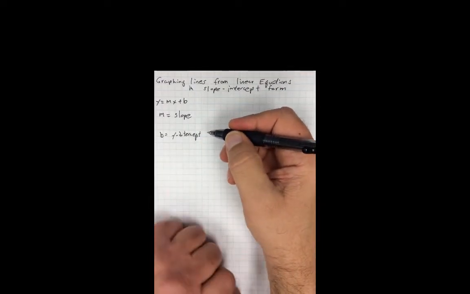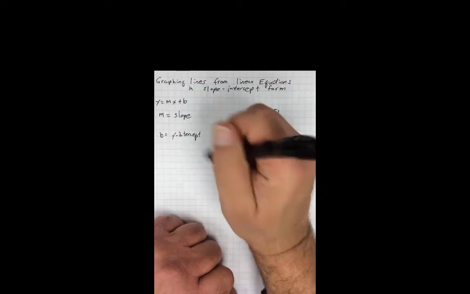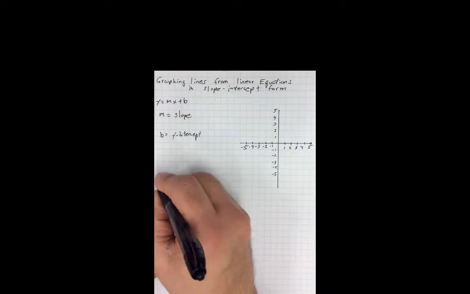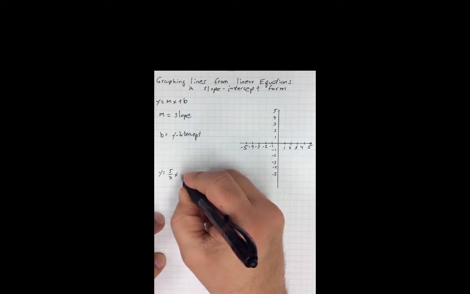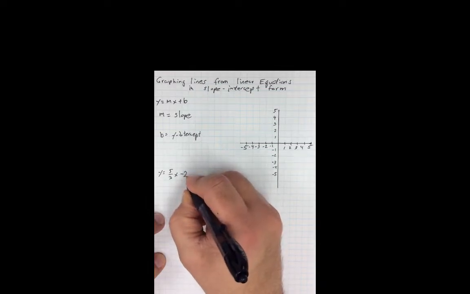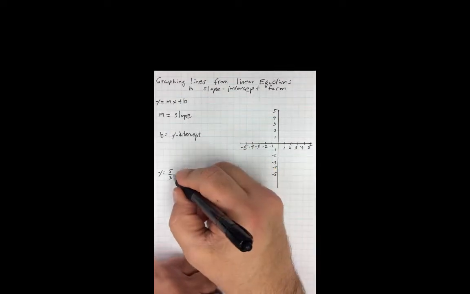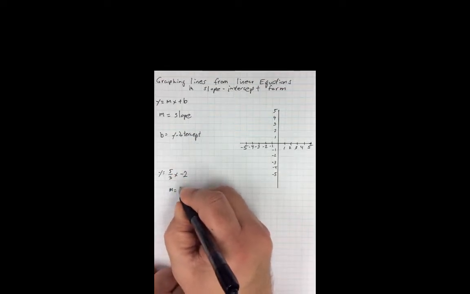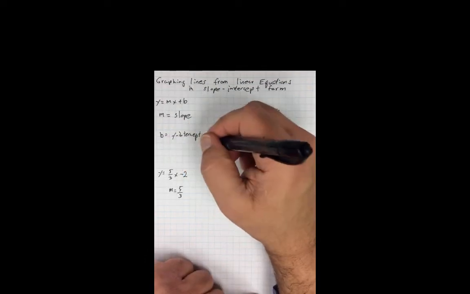What that means is that, first of all, whatever number you see multiplied by x is the slope. So we're going to do a problem in a minute which has y equals 5/3 x minus 2. So the slope is going to be what's multiplied by the x here. So the slope will be 5/3, and I'll write m equals 5/3. So the m is the slope and b is the y-intercept.